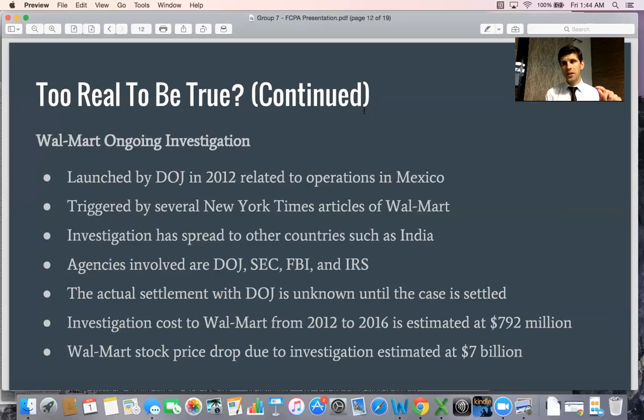What is known is the cost that Walmart has incurred so far for dealing with this investigation, and it is almost $800 million. It's estimated to be by the end of 2016. It ends up being around $650,000 a day that it's costing Walmart just to manage the investigation. In addition to this, the stock price has dropped, and analysts have estimated that Walmart's market capitalization has lost around $7 billion because of the investigation.